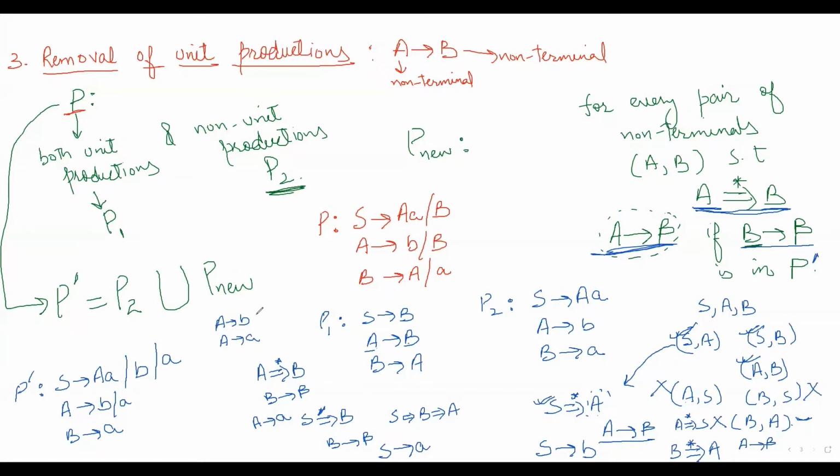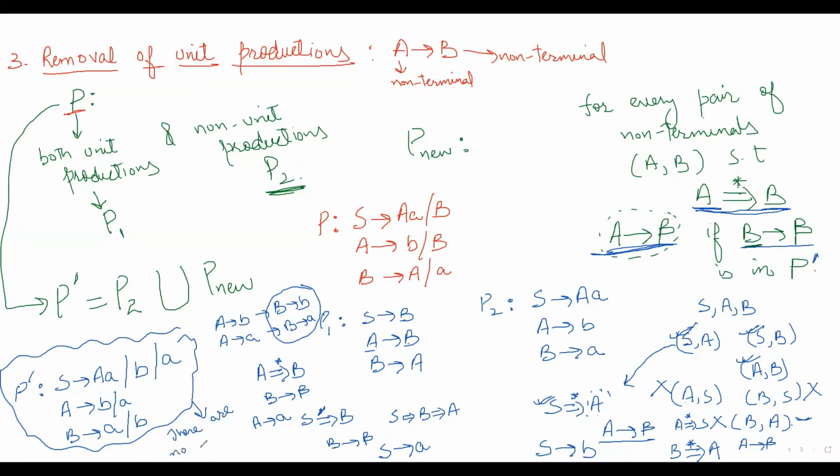So because of this, I have to add B gives B, and because of this, I have to add B gives A. So I have to add these two productions. So B gives A is already there. So I won't add this, but I have to add B gives B as well. Okay. So this will be our new set of production rules. And in this set, there are no unit productions. And this will be the equivalent grammar of this P.